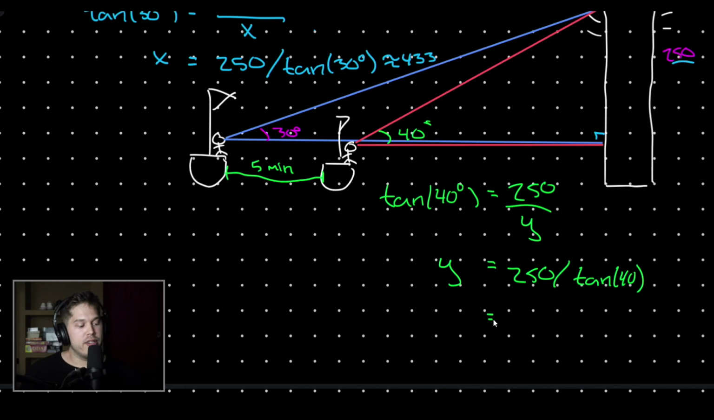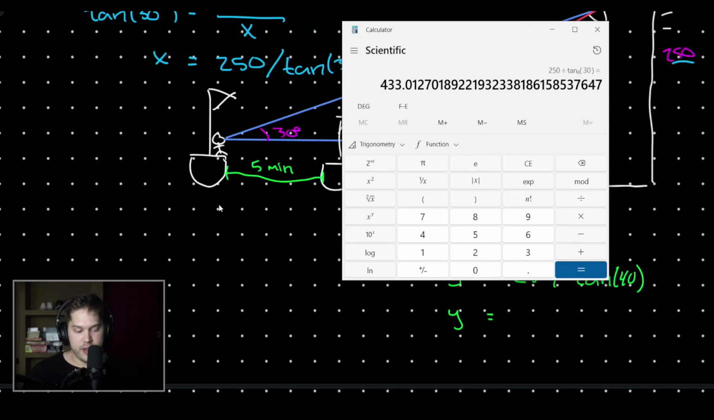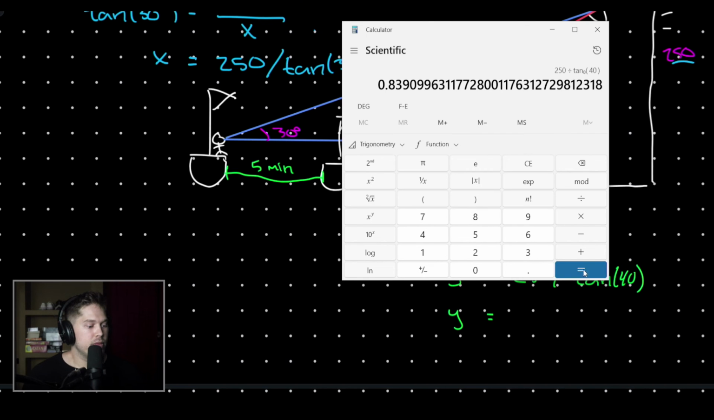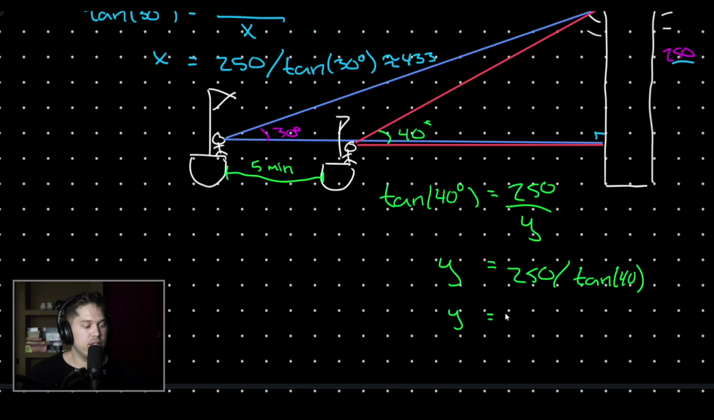And now we can plug this into the calculator to find our distance. So we pull up our calculator. We're going to clear this. And we have 250 divided by the tangent of 40 degrees. To see that we are now a distance of 298 feet. So this is a distance of 298 feet.